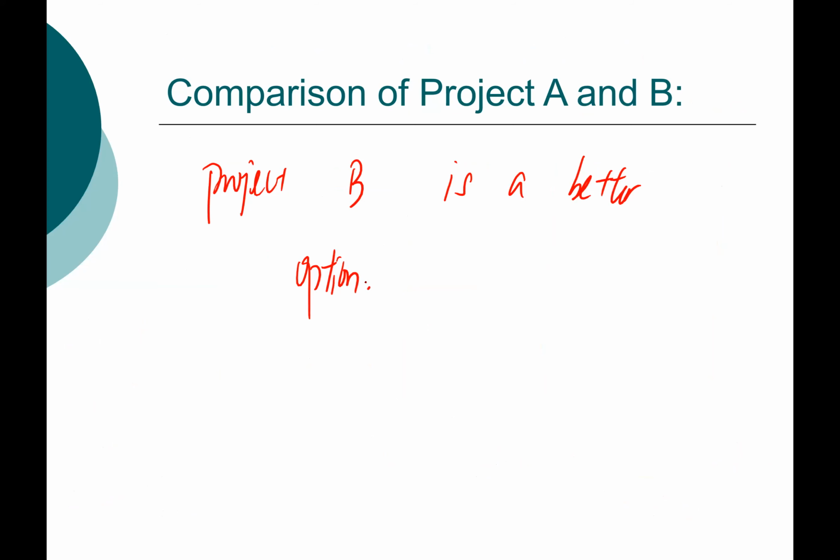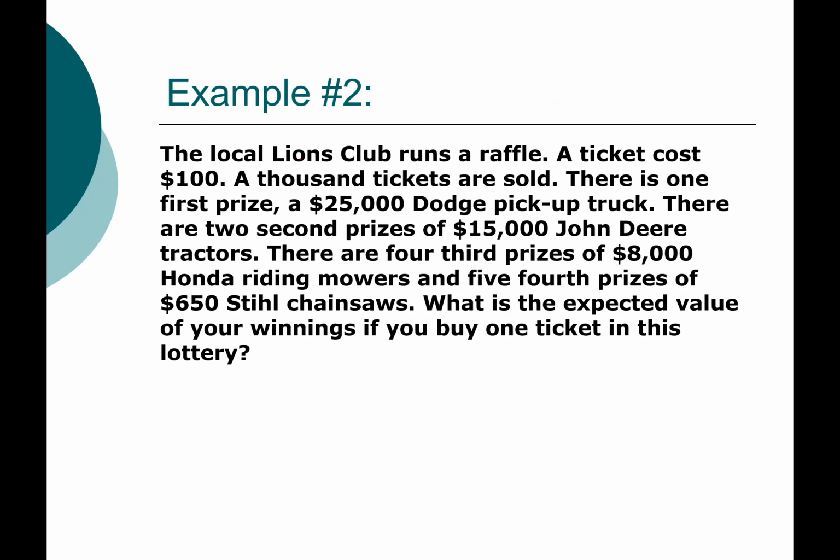Always try to figure out what are the outcomes, as well as the associated probability. Okay. Sometimes you can find it directly, it's given in the question, and sometimes you have to calculate it yourself. Like the question like this one, right? Example number 2. So let's say a local Lions club runs a raffle. Everybody knows raffle, right? It's like a lottery, right? So they sell tickets, and there are some prizes associated with the tickets.